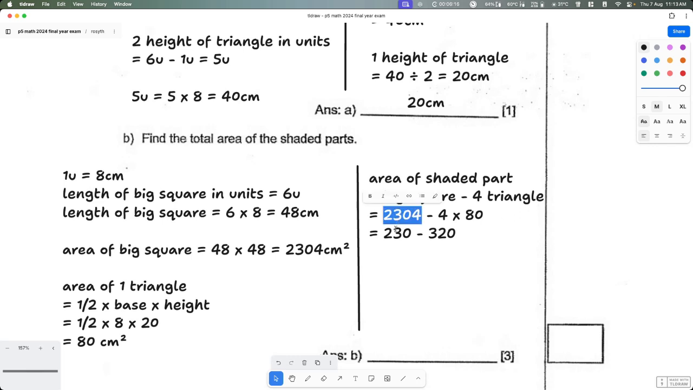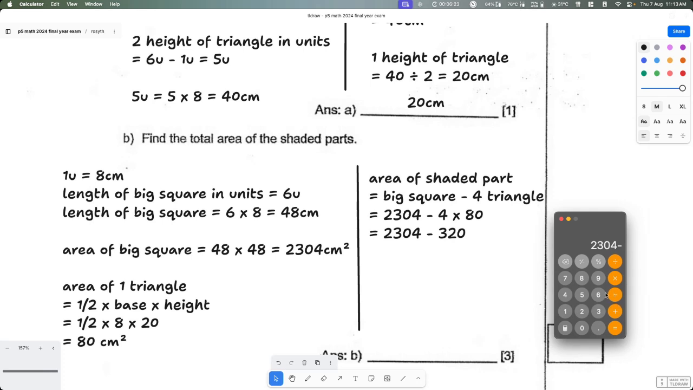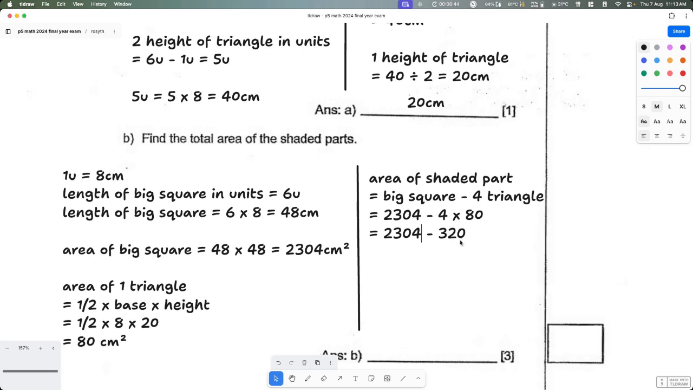Okay, so let's double check our calculations. 4 times 80 will be 320. The triangle is half, 0.5, times 8 times 20, which is 80. So 2304 minus 320 gives us 1984 centimeters square. Okay, and that's it. So this is the answer.